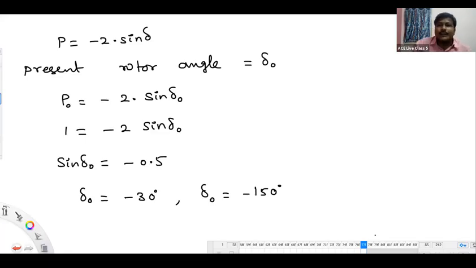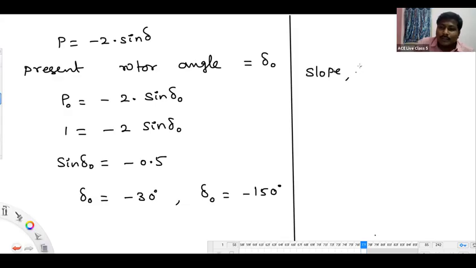Look here. Tell me, how do we decide whether the system is stable or unstable at a given angle? Anybody? We have to calculate the slope. And after calculating the slope, at whichever angle you get the positive slope, that angle we will call a stable angle. Right? What is the slope of the curve? The formula for the slope: dP by d delta is the slope.